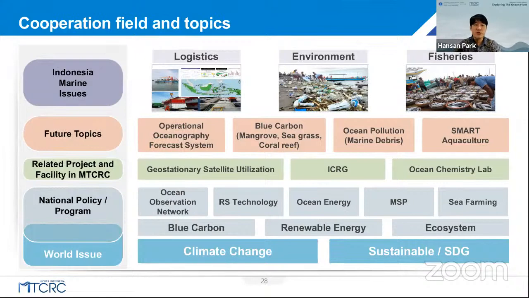It is based on world issues, climate change and sustainability. Sustainability is a major word in world issues, and we also reviewed the national policy and programs, and linked them with related projects and the possibilities already existing in MTCIC. So our future topics will be the Operational Ocean Forecasting System, and also marine blue carbon. We will survey mangrove and seagrass or coral reef continuously, and also support ocean pollution work, including marine debris and smart agriculture.